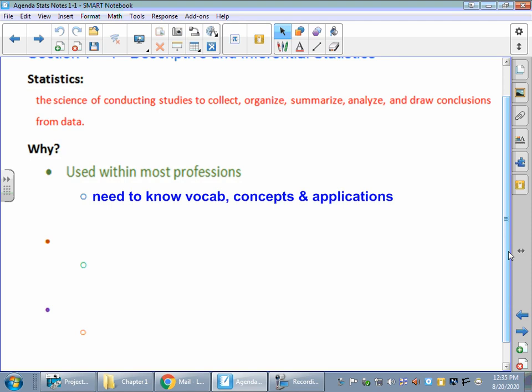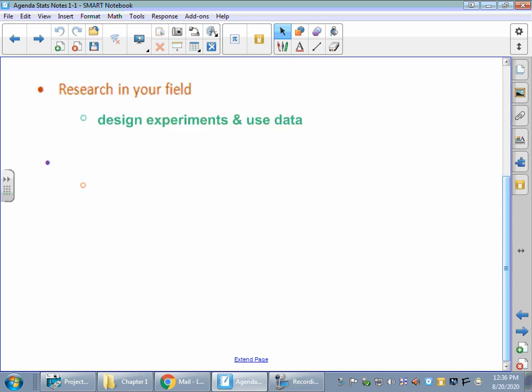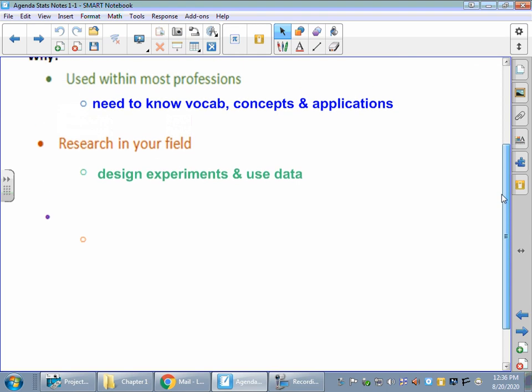So you're going to need to know your vocabulary, your concepts, your applications within a work setting. There could also be research in your field. So you're going to potentially need to design experiments and/or use data, one or the other or both. And last but not least, the biggest thing, I think, takes a special kind of person to actually do that, use that, do the research.